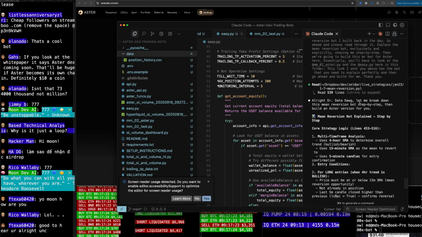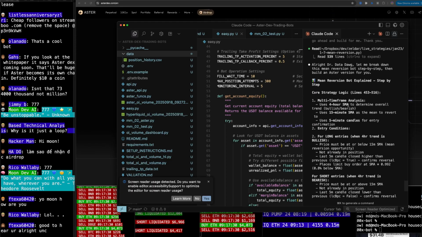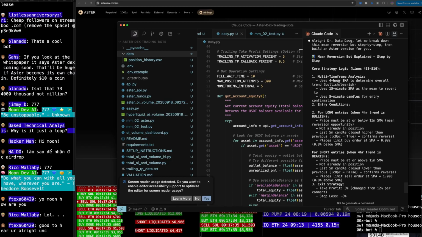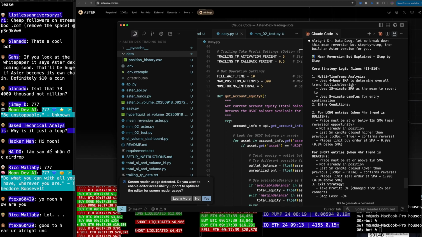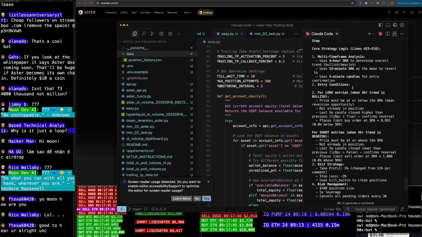All right, Dr. Datadog, let me break this mean reversion bot down step by step, then build an Aster version for you. Mean reversion bot explained step by step. Multi-time frame analysis uses the 4-hour SMA to determine overall trend, bullish or bearish. Uses the 15-minute SMA as the mean to revert to. Uses the 5-minute candles for entry confirmation.